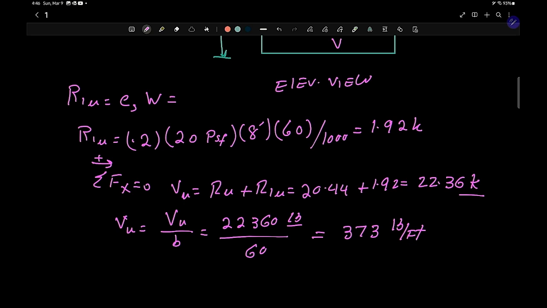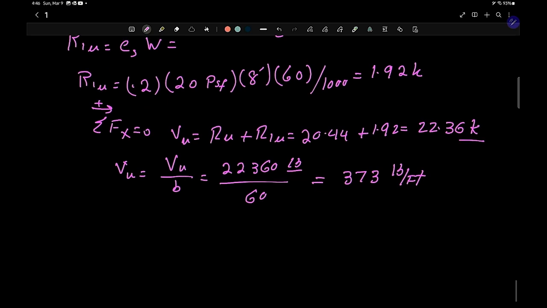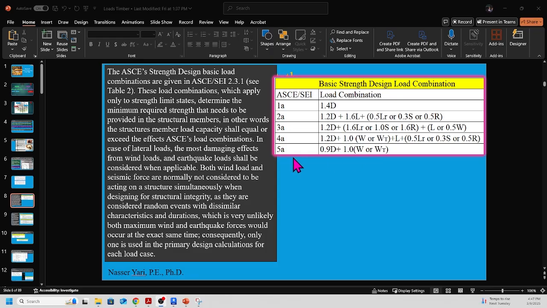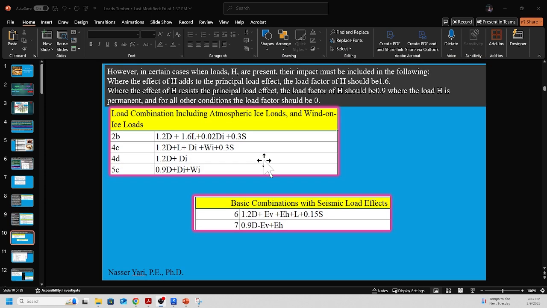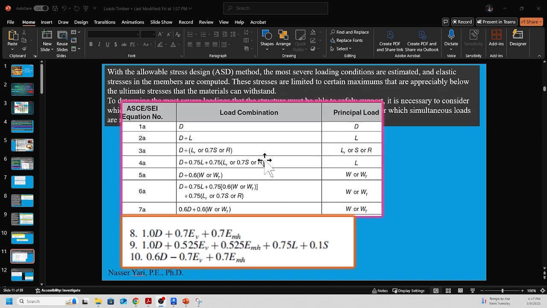Now if we go to ASCE chapter 2, for the load combination, this is load resistance factor design. Let's find the allowable stress one. You can look at chapter 2 and find it. There we go. The allowable stress design is right here, and you can see that for earthquake they have 0.7 times E, and that's where the 0.7 comes from. Basically load combinations 8, 9, 10 give you 0.7. Let's go back to work here.